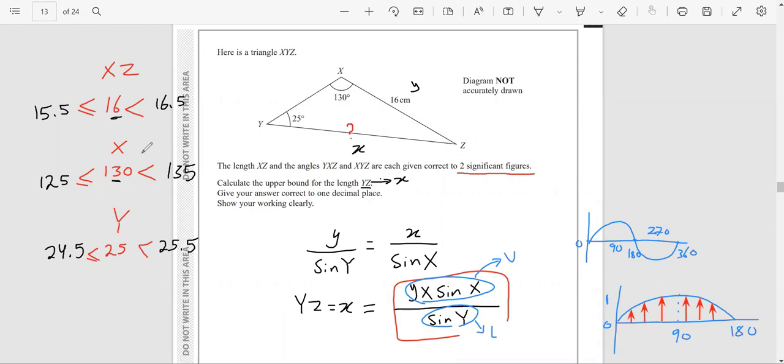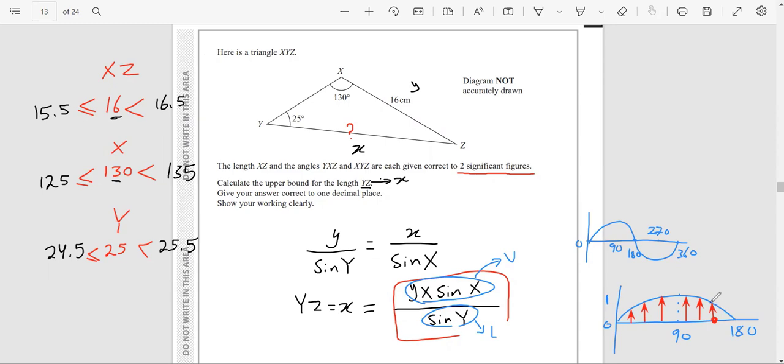The x angle is an obtuse angle, which is 130. It gets far from 90, and it's closer to 180. So which one of them do you want to take to make the sine x greater, the upper bound? Shall you take sine 125 or sine 135? If you take sine 135, it means you are getting closer to 180, so you're taking a lower value.